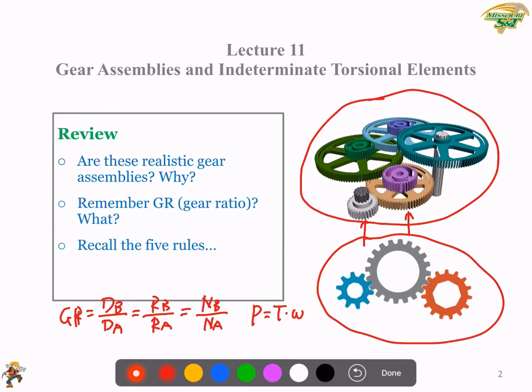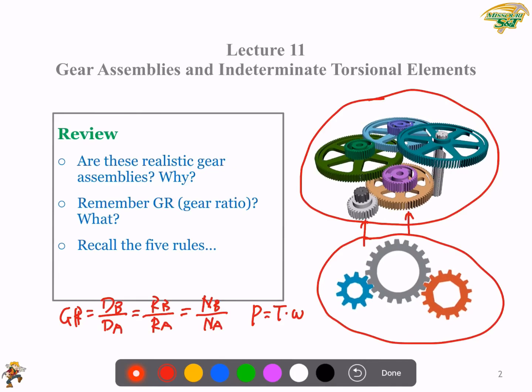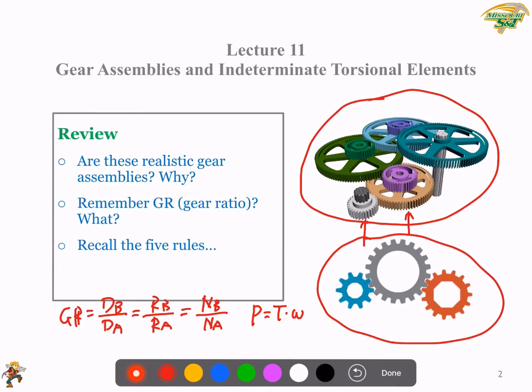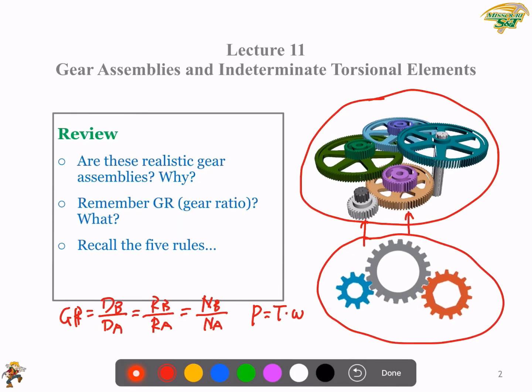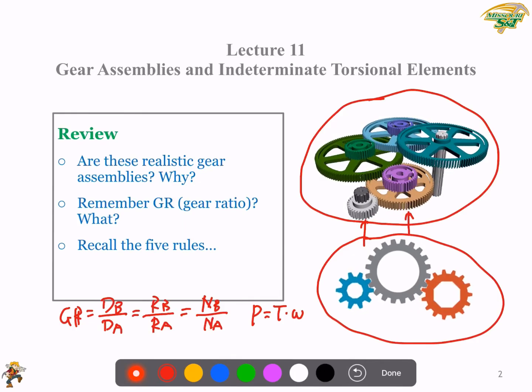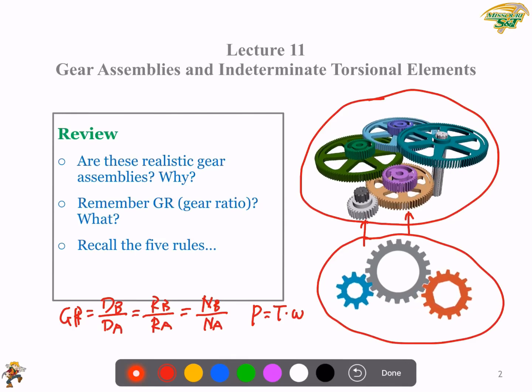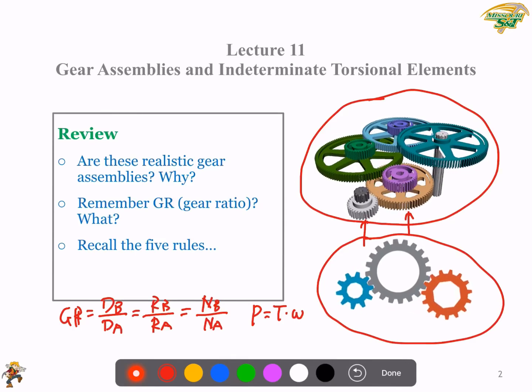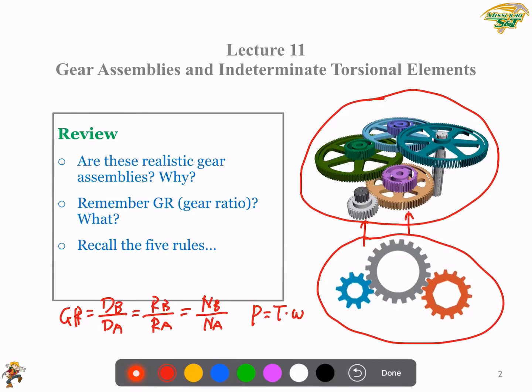If these two gears are connected with a shaft, then they always have the same torque as well as the same angular velocity. Okay, those are those 5 rules.